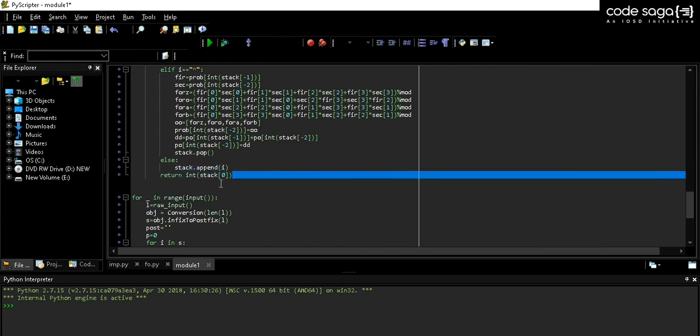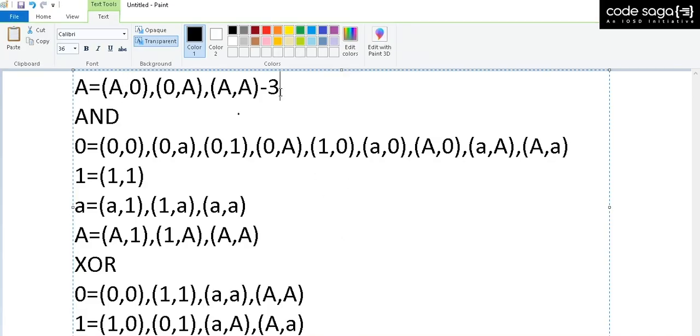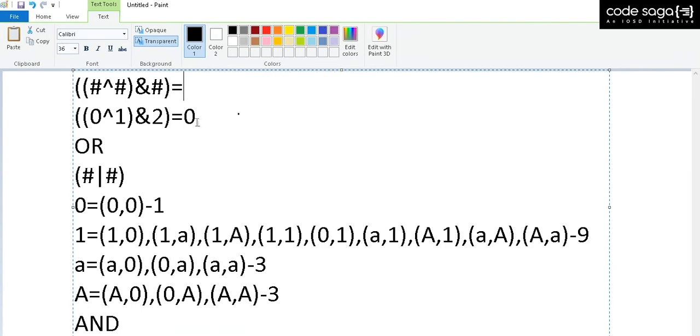I have returned the stack of int of stack of 0, but this will always be 0. I will show you why. Say we have some operation such as 0, 1, XOR, 2, 3, and OR. This is the postfix expression, let's just say. Then first we'll add 0 to the stack, 1 to the stack in the second iteration, and then we'll XOR the probabilities of these two.